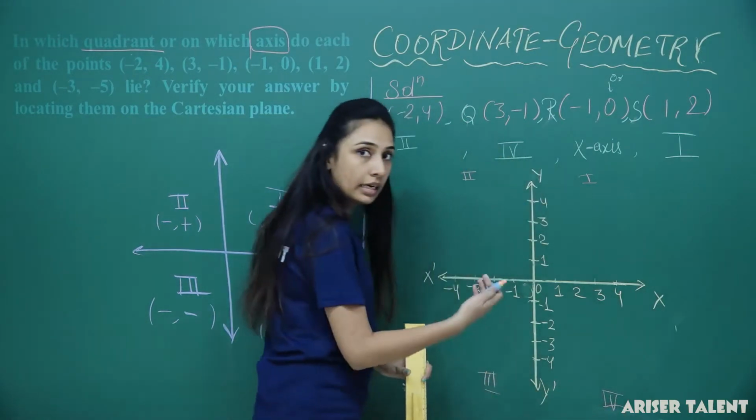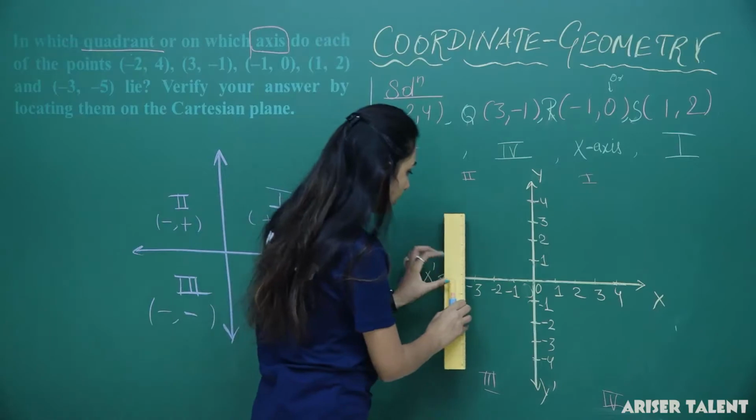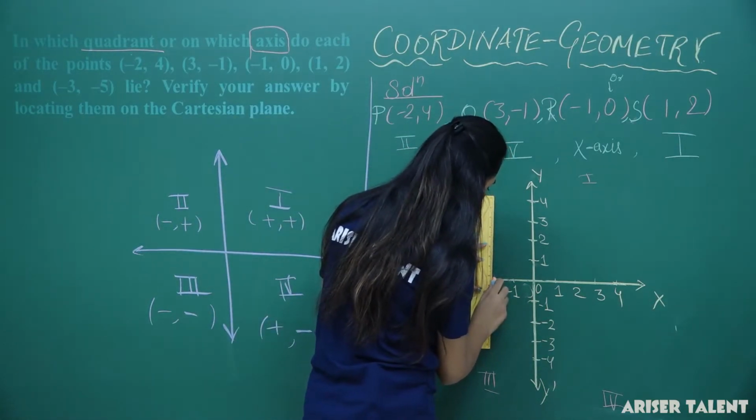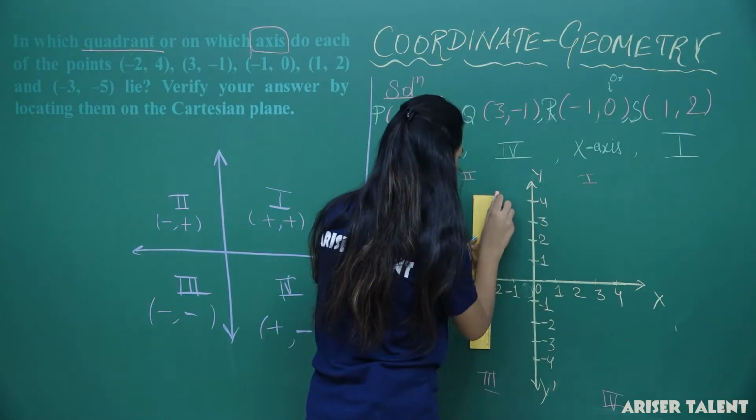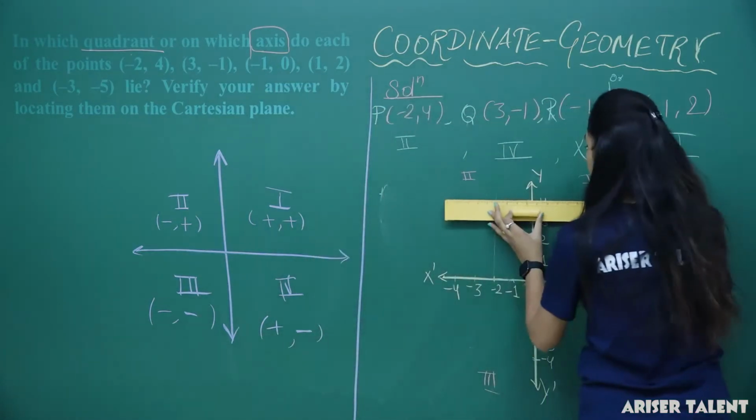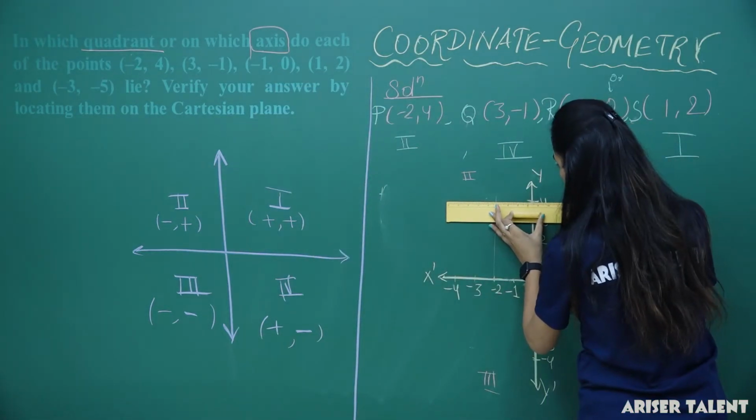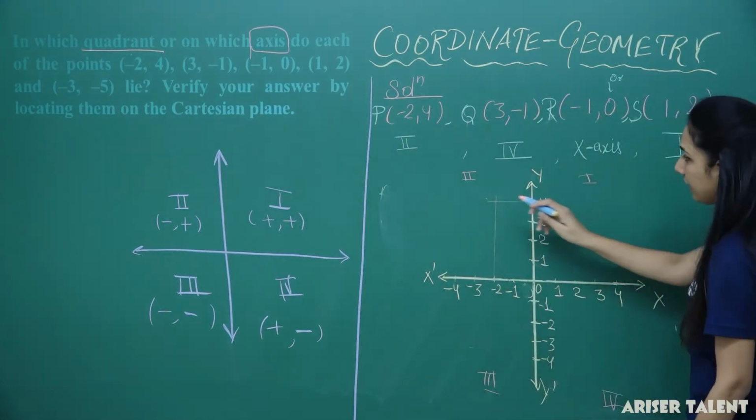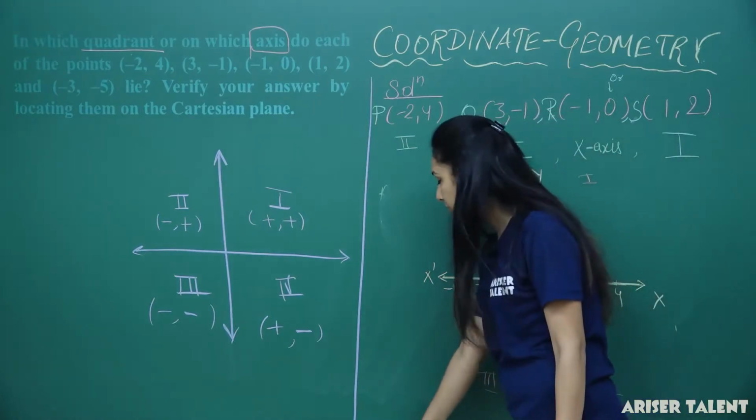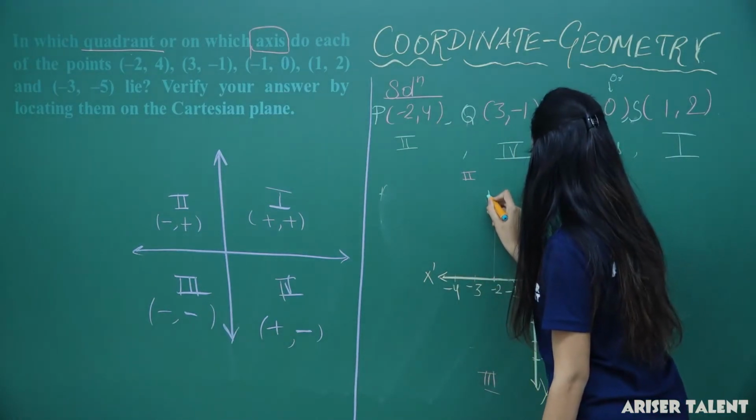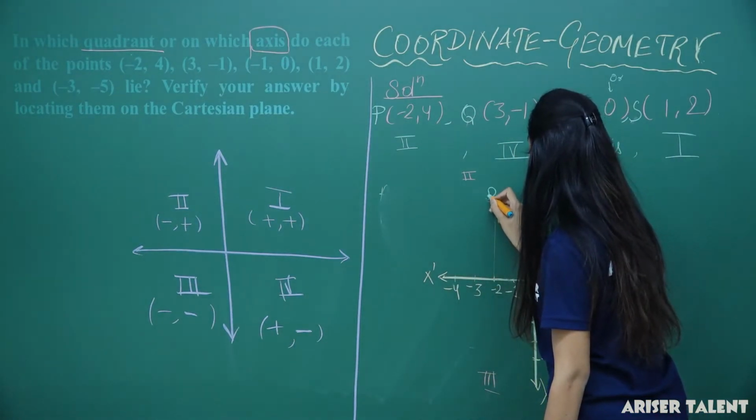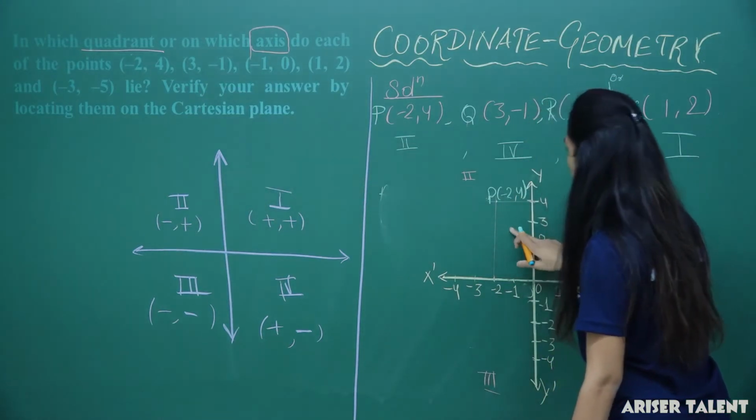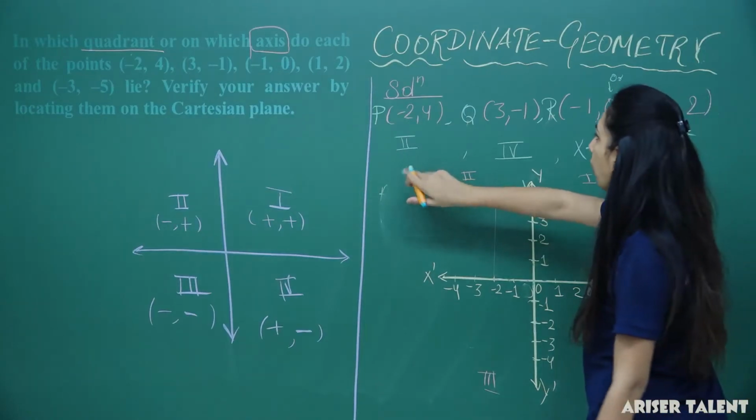Now, whether our answer is right or wrong, let us see. So 2, and the 4 here. So draw the perpendicular on this line, meeting at that point, that means that will be our what? First point P, this point P, and which is what? Minus 2 comma 4, lying in the second quadrant here.